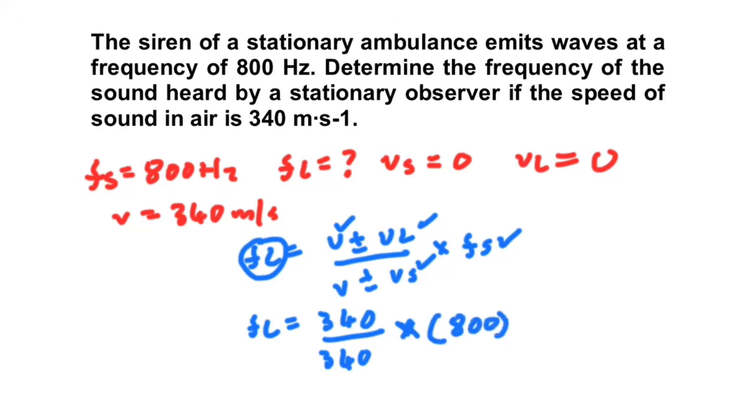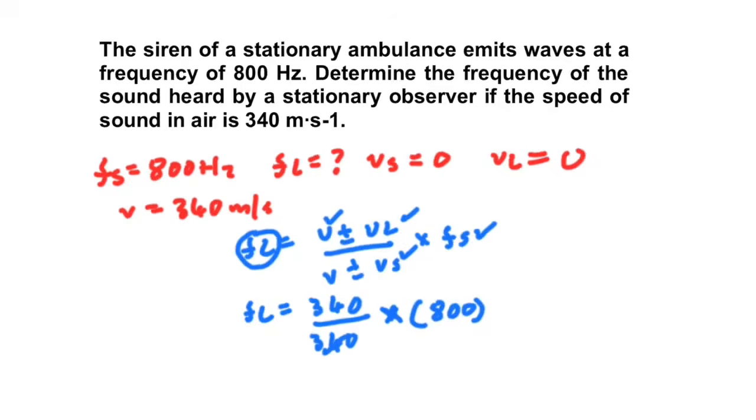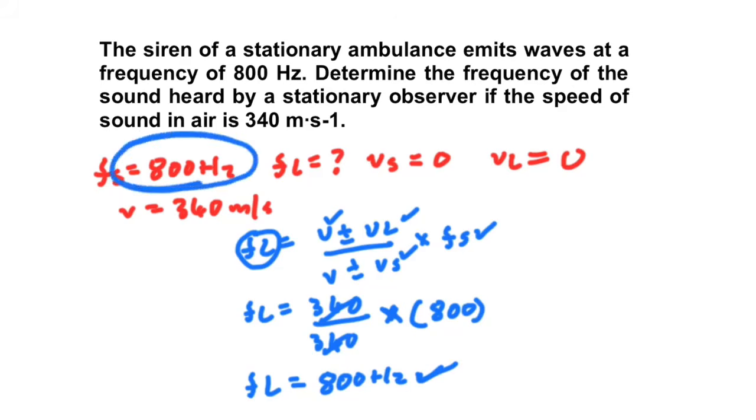Now let's go ahead and take a look. 340 will cancel out with 340. So we have the frequency observed by the listener being equal to 800 Hz. So there we go. We have the frequency that is observed by the listener. And it is the same frequency that is emitted by the sound source. This is because there is no relative motion between the listener and the sound source. So the frequency emitted will be the same frequency that is observed by the listener.